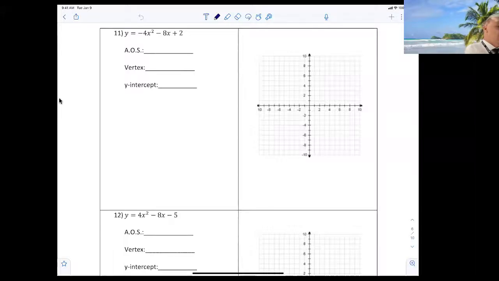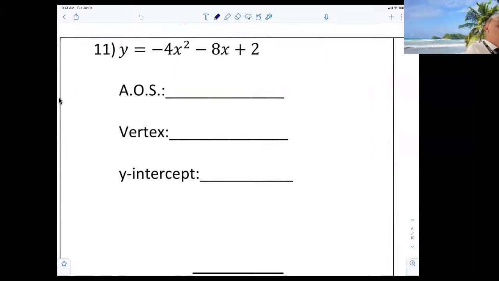All right. So if you recall, the formula for axis of symmetry is x equals negative b over 2a. Now there's lots of negatives here, so you have to be careful. It's negative b, which means it's negative 8. So it's 8 over negative 8, which is negative 1. So then I want you to write x equals negative 1 as the axis of symmetry.